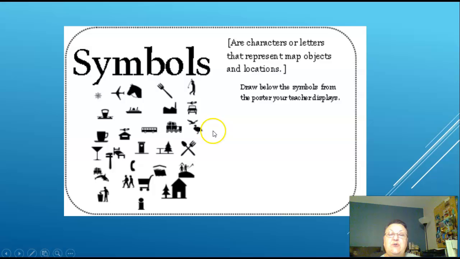All right, now symbols. I'm sure as you've been driving down the freeways or interstates with your parents, you will see signs that have many of these different symbols written on them. And these symbols are basically just characters that represent objects and locations. So if I'm driving and I see an airplane, then I know, okay, there must be an airport nearby. If I'm driving and I see a gas pump, well, guess what that means? There's a gas station nearby. So each of these symbols represents something.